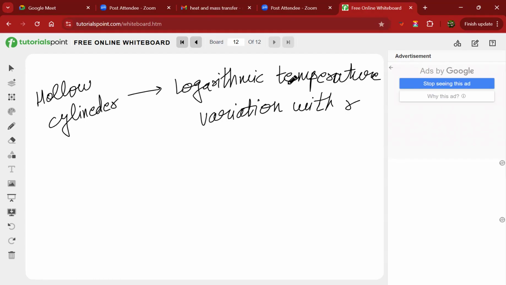And what are my assumptions? My assumptions are that the material is homogeneous and isotropic, heat is getting transferred radially, we are having no internal heat generation, it is a steady state heat transfer, and last but not the least, the value of thermal conductivity is constant. So in case of a hollow cylinder, we can draw it like this.